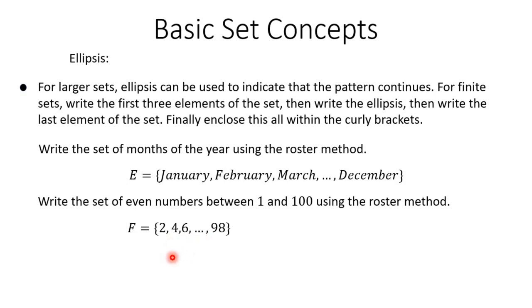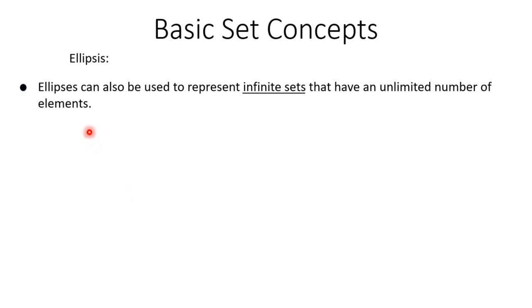All right. These are both finite sets. Let's talk about how to use these ellipses with infinite sets. So ellipses can also be used to represent infinite sets that have an unlimited number of elements. So we're going to have an infinite number of elements in these infinite sets. First, we'll write the set of positive counting numbers. So the set of positive counting numbers, when you're counting, you start with the number 1. That's the smallest counting number. Then you go on to 2 and 3 and so forth.